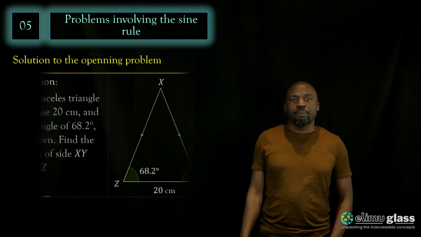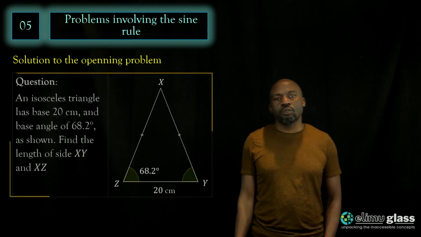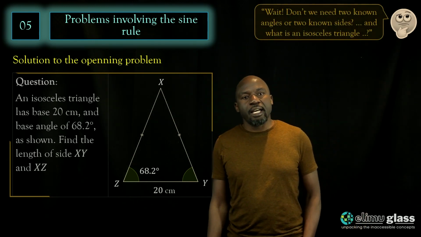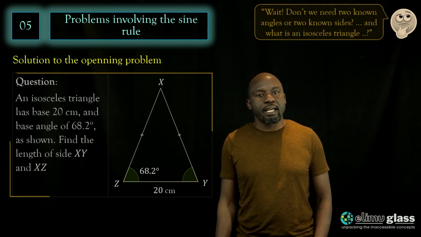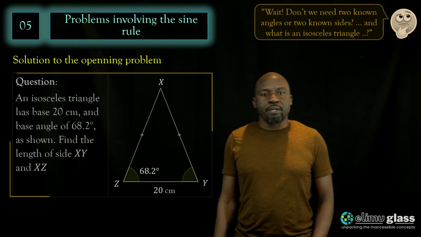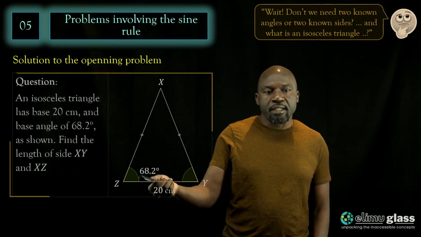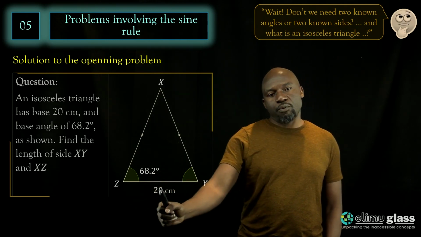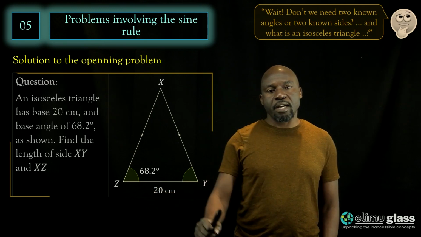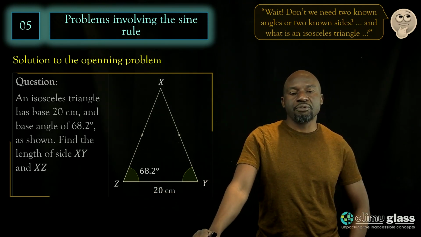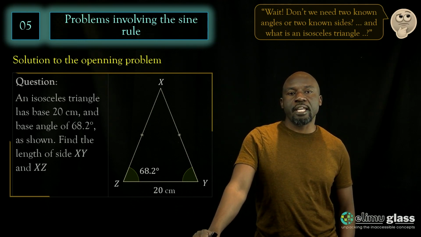Now we solved the opening problem. All right, so this was our opening problem. We want to find the unknown sides xy and xz. But the problem is that we only have one side. That angle is 68.2. We are given one angle and one side, but we say that we use the sine rule when we have two angles or two known sides. So what's going on here?